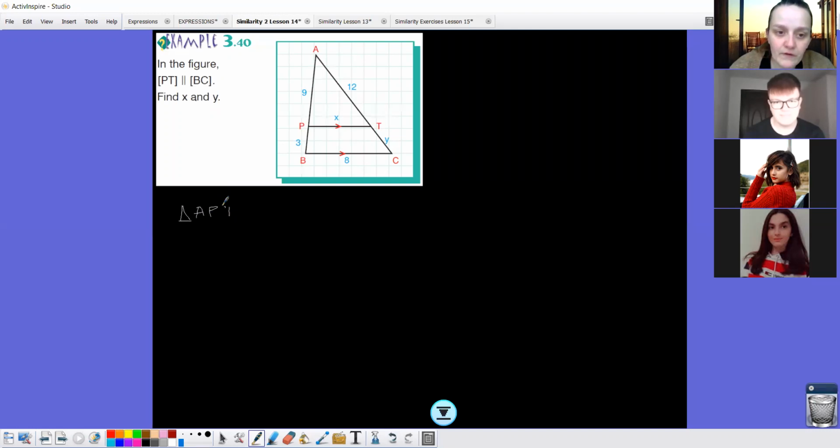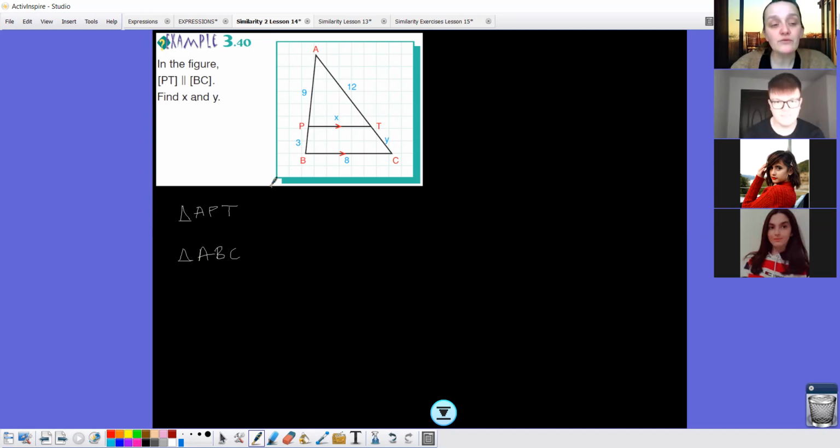And ABC, a triangle ABC we have. Now, according to the givens, we have 3 theorems. We have one theorem, the angle postulate, that shows us that 2 triangles are similar.